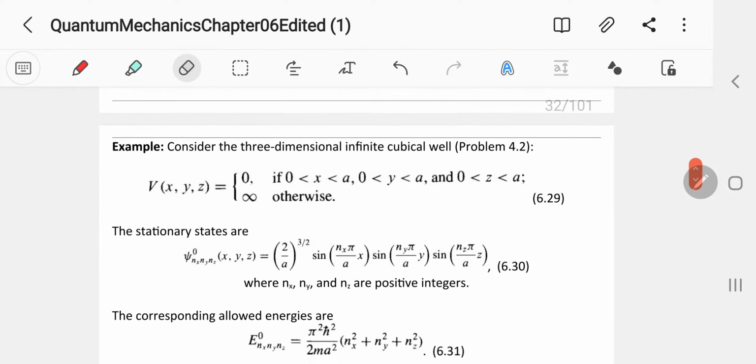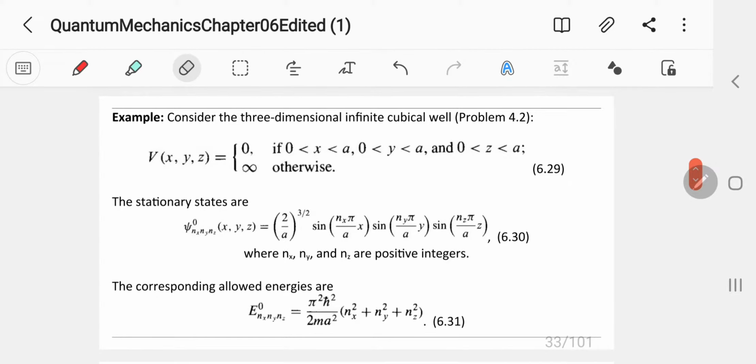So to understand that fully, we'll go immediately to an example. So we consider the 3-dimensional infinite cubical well in problem 4.2, which can be found in the previous lecture. So the potential V of x, y, z is equal to 0 if x is between 0 and a, y is between 0 and a, and z is between 0 and a. So this is like a cube. Otherwise, the potential would be infinity.